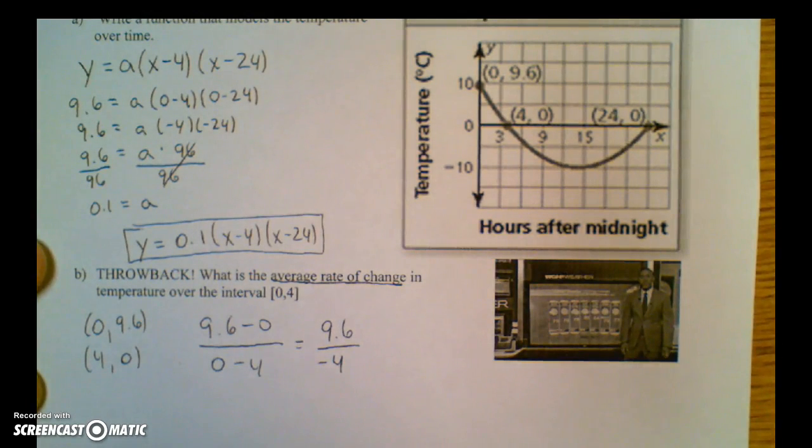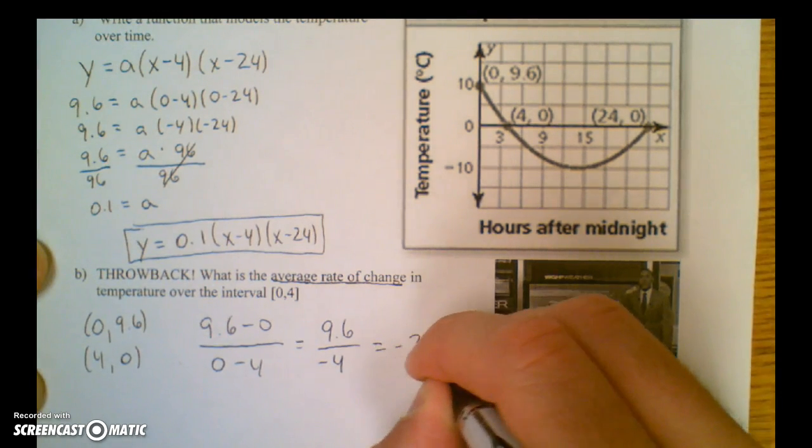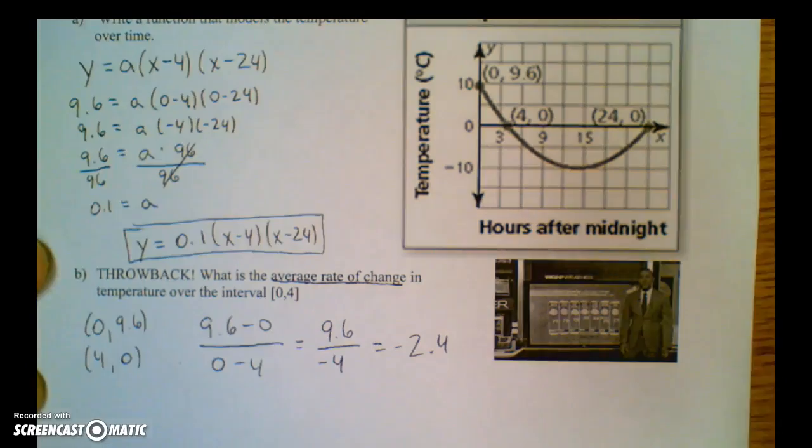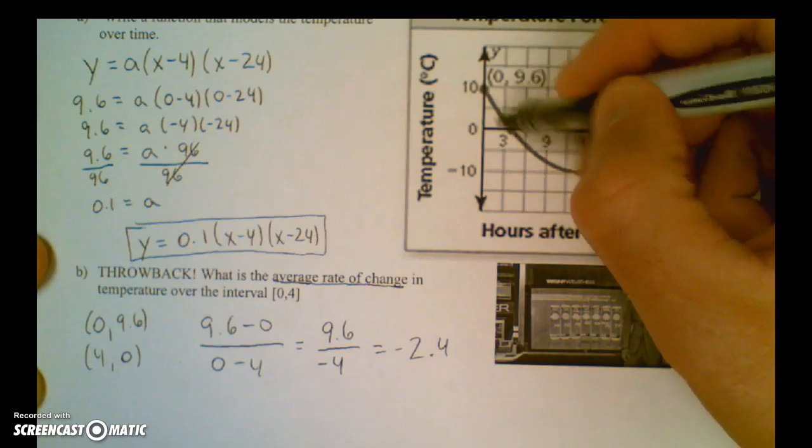Using your calculator, 9.6 divided by negative 4 is negative 2.4. Which should make sense given this problem, since this is decreasing, so it should be negative.